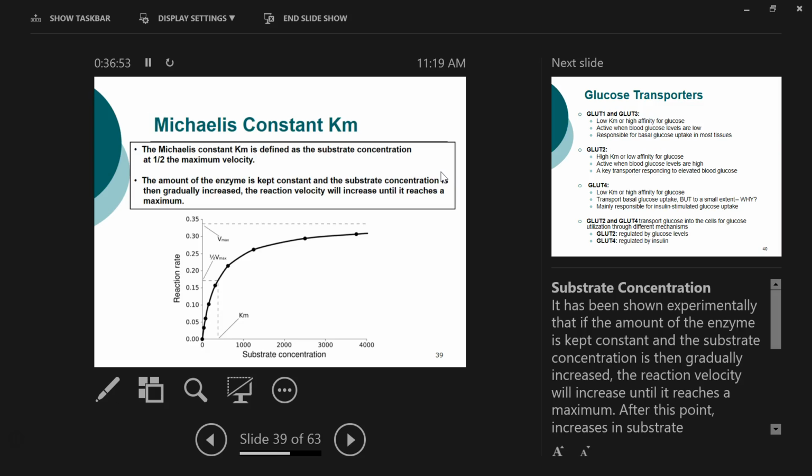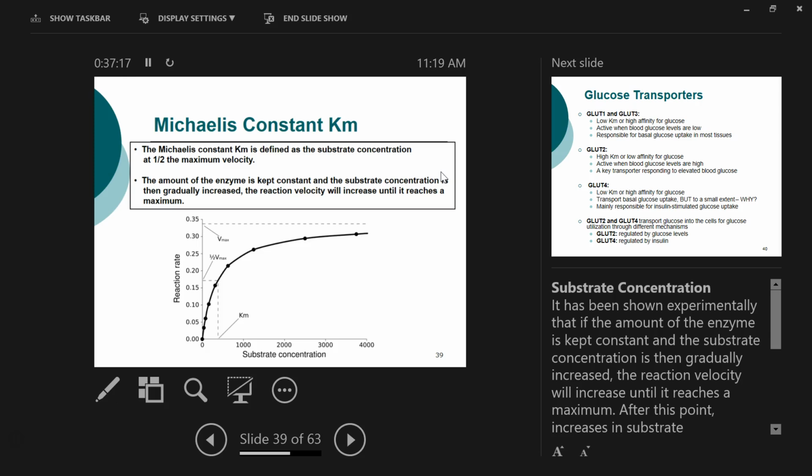So the Michaelis constant, Km, have you learned about Km before? No? Okay. So Km is usually defined as the substrate concentration at half the maximum velocity.